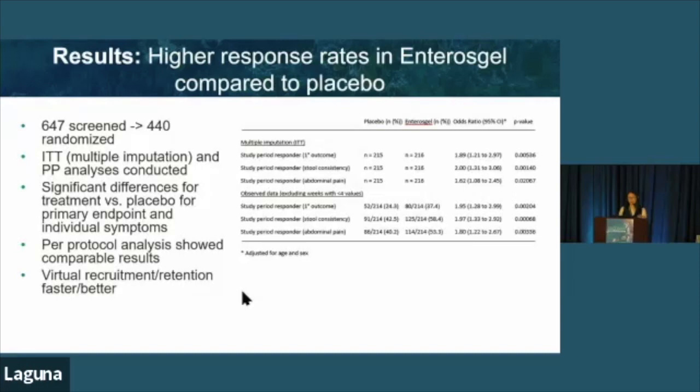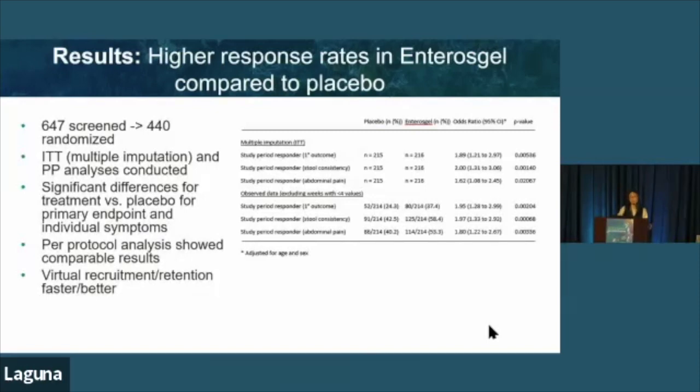They conducted both intention to treat and per protocol analyses. And when they completed the study and analyzed their data, they did observe that Enteris gel was associated with significantly higher response rates for the overall response, as well as for individual symptoms such as stool consistency and abdominal pain, which is shown in this table here. And the per protocol analysis, when they limited to the observed data only, showed, again, comparable results.